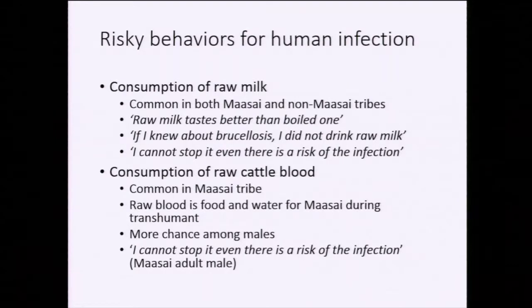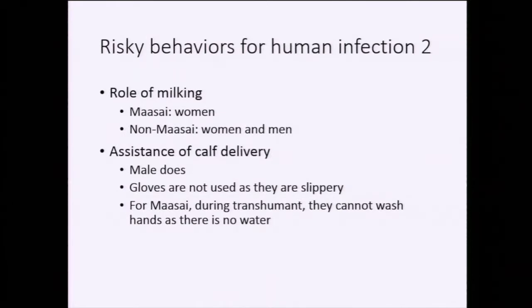Then about consumption of raw cattle blood, it's a common practice among the Maasai. And raw blood is food and water for them during transhumance. And there's more chance among males because males take cattle out in the dry season. And they say, I cannot stop it even though there's a risk of infection, according to Maasai adults. And regarding the role of milking, for Maasai, women tend to milk cattle, but for non-Maasai, the role is not specific to gender.